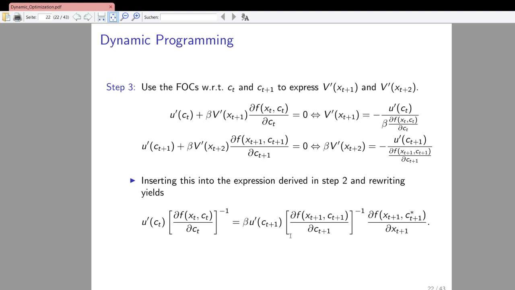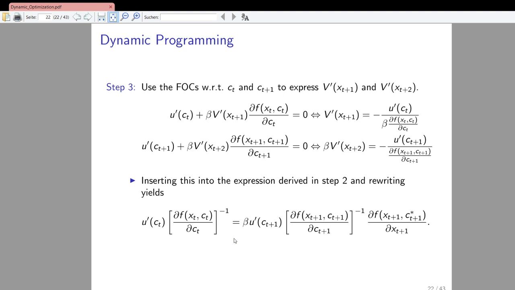And the interesting thing now is that in this expression we don't have the value function or the derivative of the value function. So everything in this expression is known. We have the known utility function, we have the known constraint, the function f. So basically we substituted out the value function and the derivative of the value function and have the solution to the optimization problem just in terms of known functions.